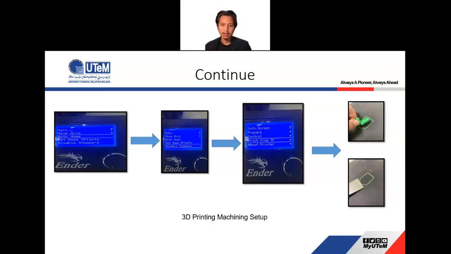And after that, press print from TF, where we call our program that generates the G-code. And the last one is, after you finish the printing, you can take out the filament, the product, and clean up the filament residues on the nozzle and the bed.